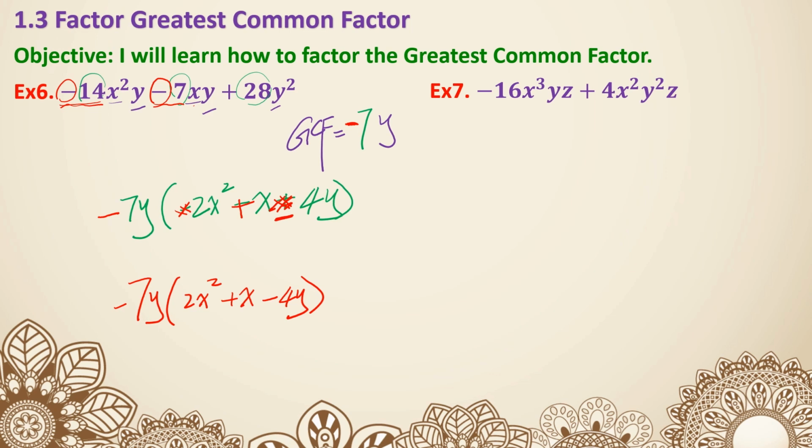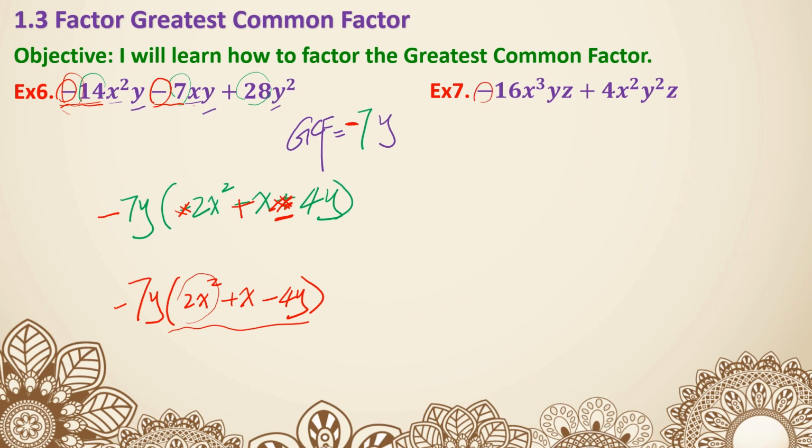That's example 6. So let me emphasize on that again. Whenever you see a negative sign in the very front, you need to take it out. You need to consider that to be part of the factor. Or in other words, in your final answer, we always want the first term inside the parentheses to start with a positive sign. Okay, now let's do the same thing for example 7.